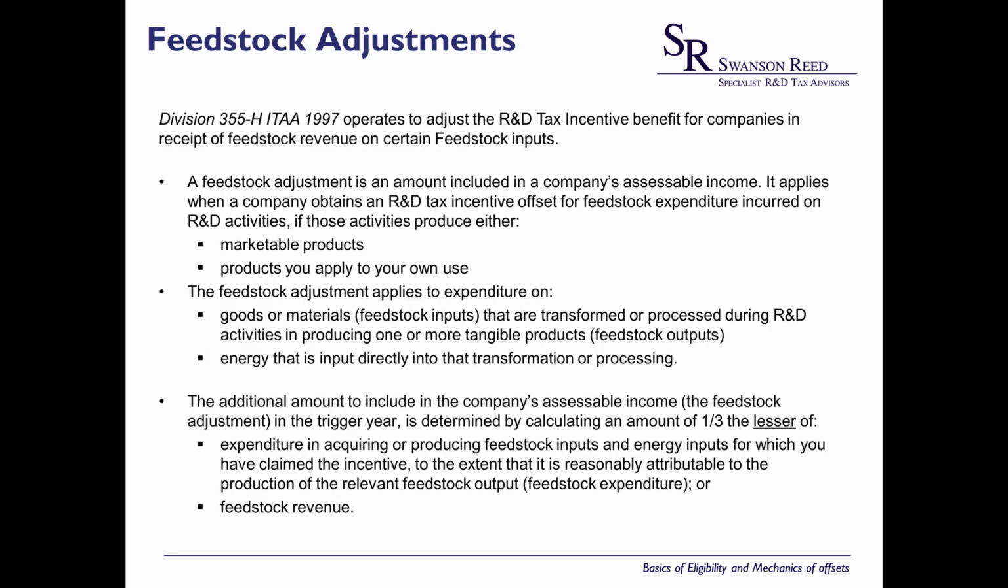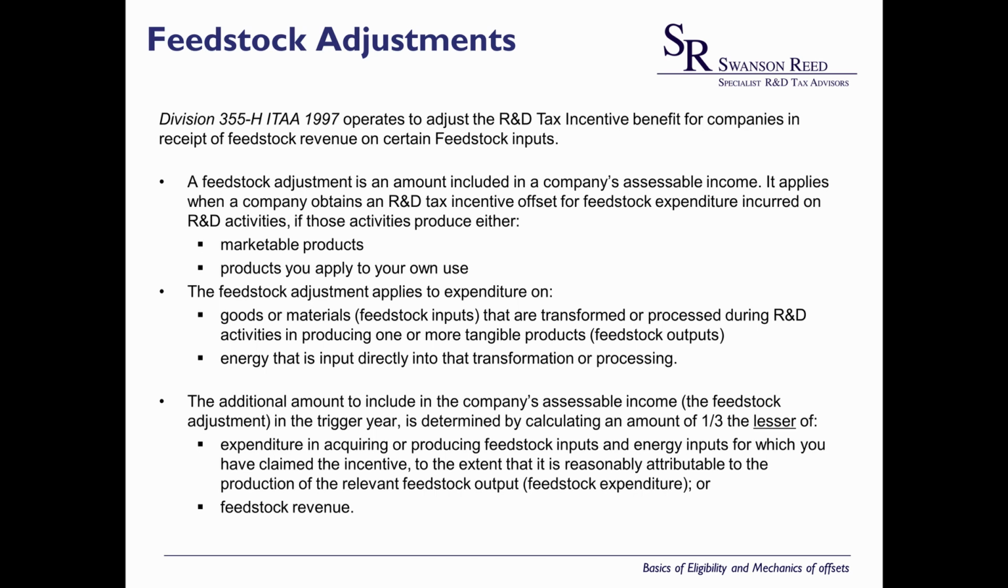Where a company claims R&D materials that generate revenue, a feedstock adjustment arises. Division 355H operates to adjust the R&D tax incentive benefits for companies in receipt of feedstock revenue on certain feedstock inputs. A feedstock adjustment is an amount included in a company's assessable income. It applies when a company obtains an R&D tax incentive offset for feedstock expenditure incurred on R&D activities, if those activities produce either marketable products or products you apply to your own use.